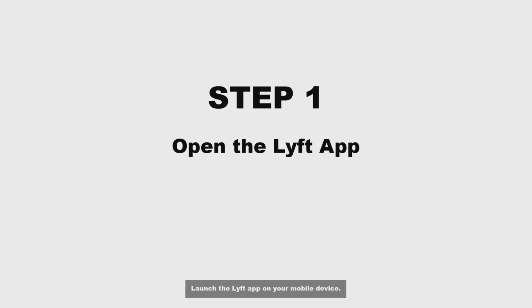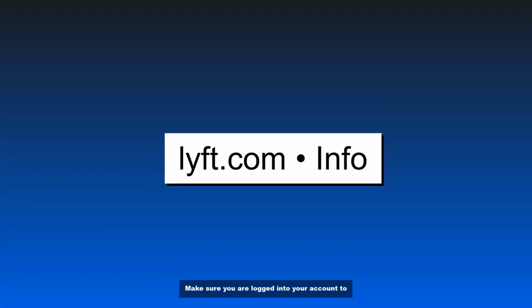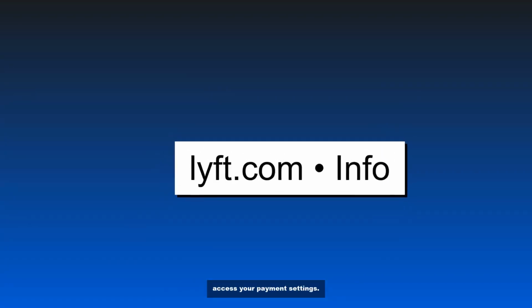Updating your payment information on Lyft is a straightforward process. Follow these steps to ensure your account is up to date. Step 1. Open the Lyft app. Launch the Lyft app on your mobile device. Make sure you are logged into your account to access your payment settings.